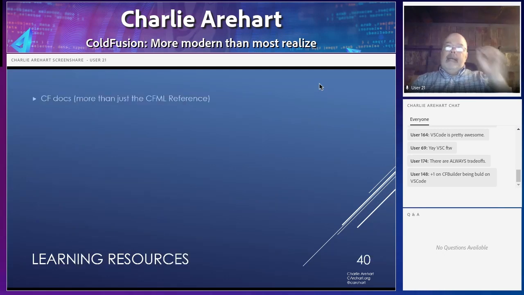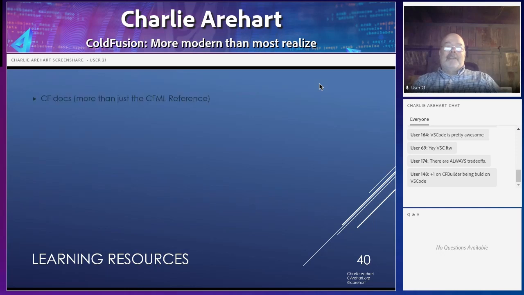And then I want to end by pointing out that there are always resources where you can learn more. And most importantly, I want to make the point that the CF docs are a lot more than just the CFML reference. Sadly, when you Google most stuff about ColdFusion, you get taken to the CFML reference. That's like when you look for a word and you get taken to a dictionary. You're not going to learn how to speak a language by reading a dictionary. And yet that's what Google tends to do, take you to the dictionary. That's not bad, but there's more to the docs than just the reference.